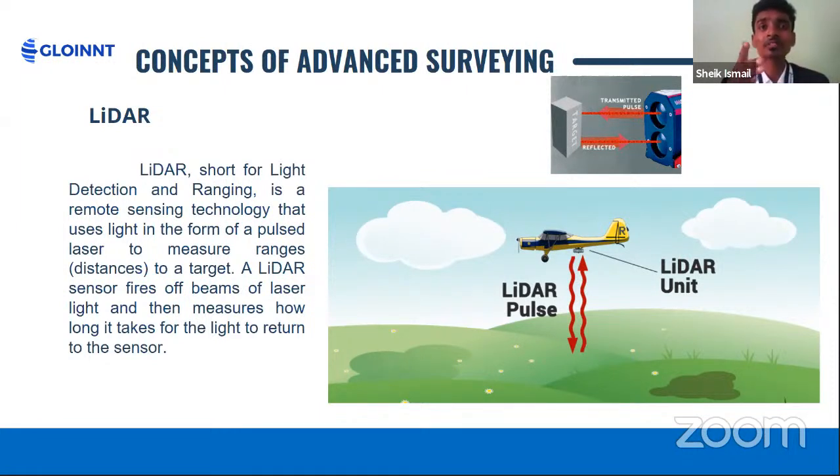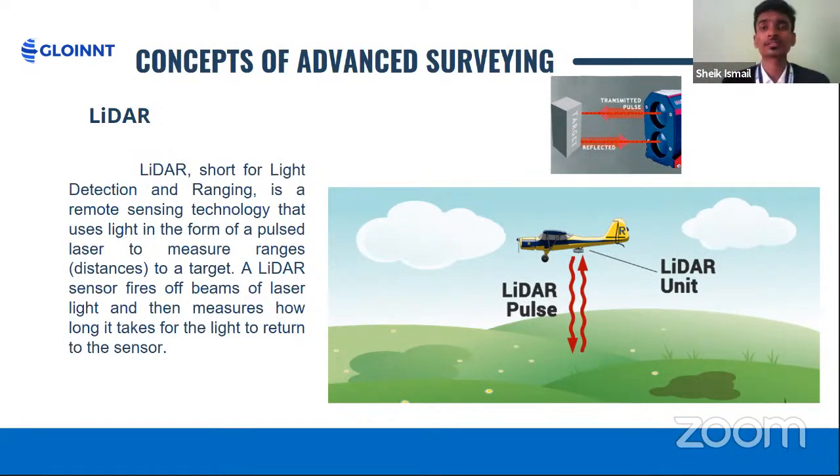Why does LiDAR come under the remote sensing concept? Of course, LiDAR comes under remote sensing technology that uses light in the form of a pulsed laser to measure or range the distance between two objects, or any target, from the instrument. It emits a beam of laser light and then measures the distance depending on the speed of light and how long it takes for the light to return to the sensor.